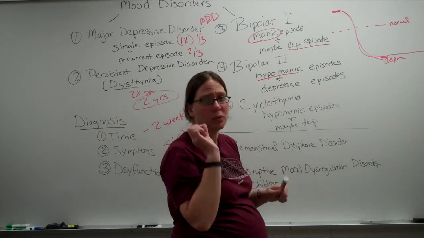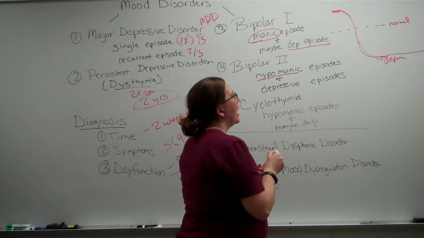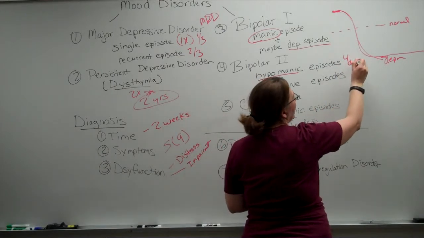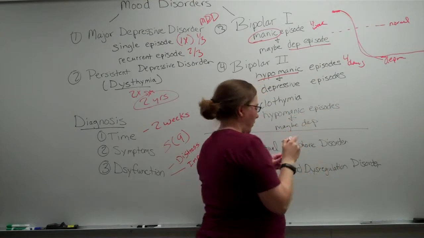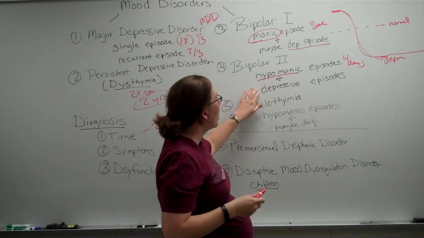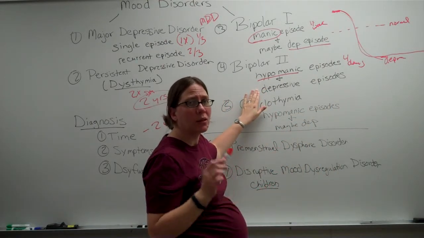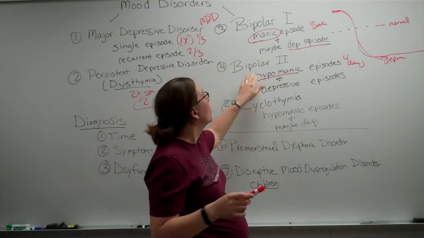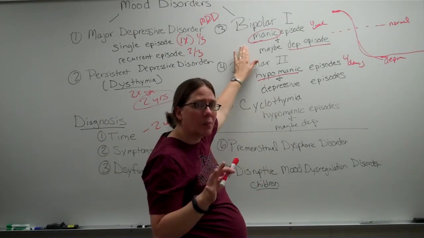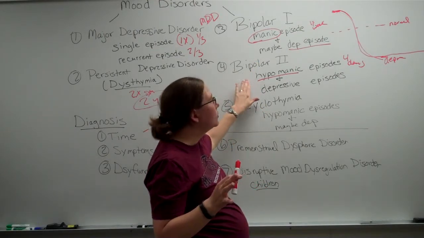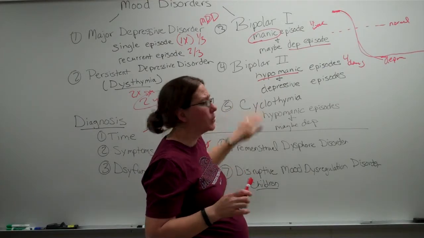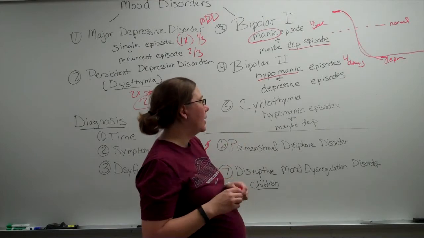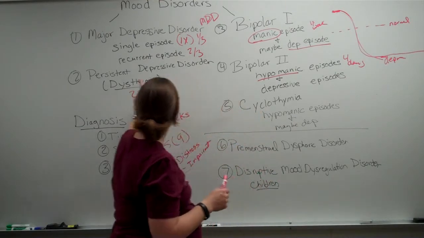So hypomanic episodes are less severe, and they usually last about 4 days, as opposed to the 1 week up here, in order to classify it. Bipolar 2 people also have depressive episodes, so they meet the criteria for depressive episodes. Whereas again, bipolar 1, maybe they'll probably be there, but to classify as bipolar 2, you have to have both hypomanic and depressive episodes.